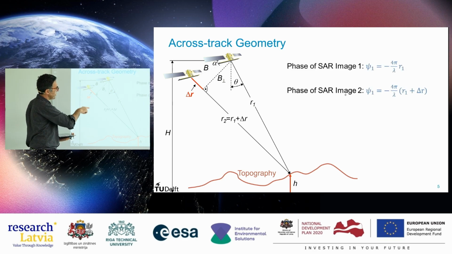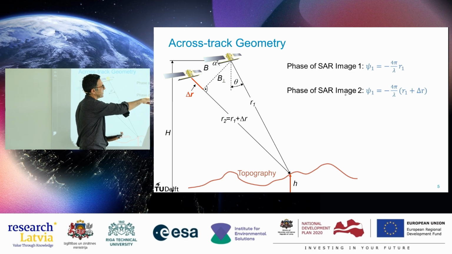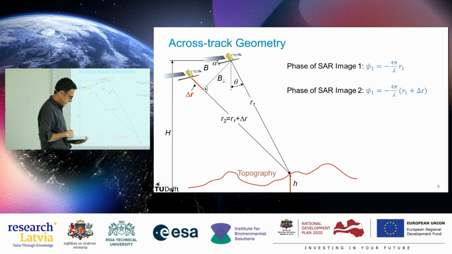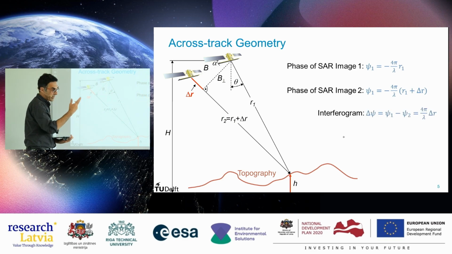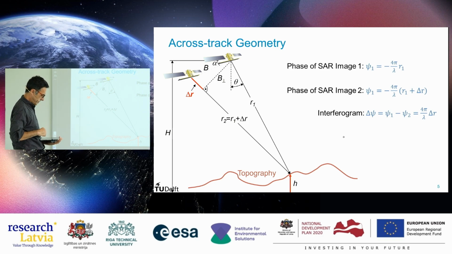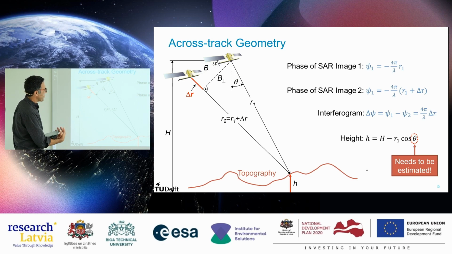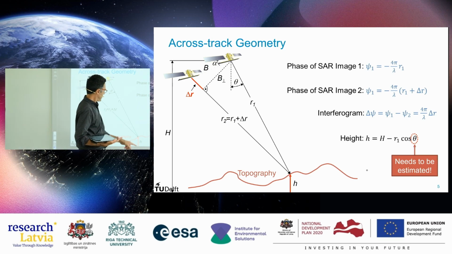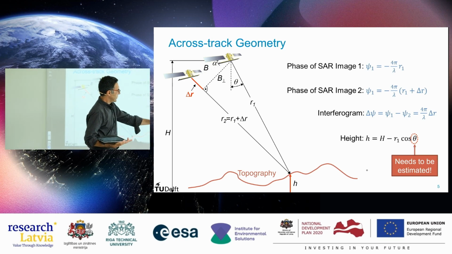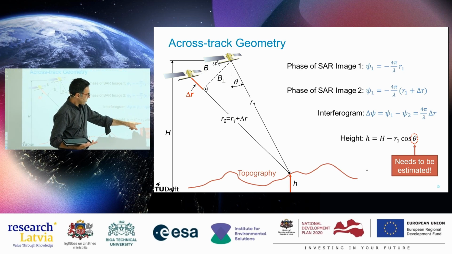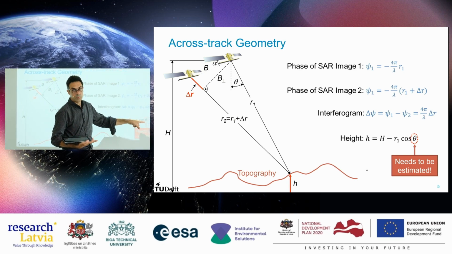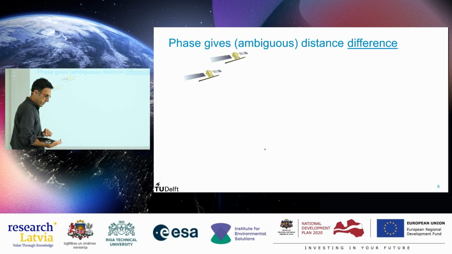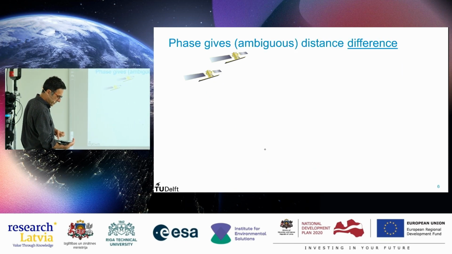So the phase of one image is this, the phase of the second image is that. The interferogram is a difference in the phases for each pixel, and that gives me an elevation. So the key thing is that if I want the elevation of the point, I know the position of the satellite, I know the range, this is the thing that I need to know. So the phase gives distance differences.